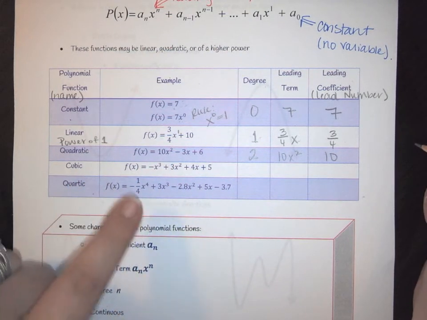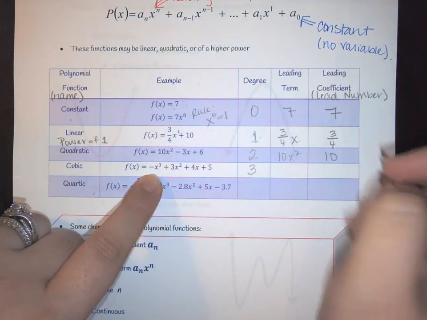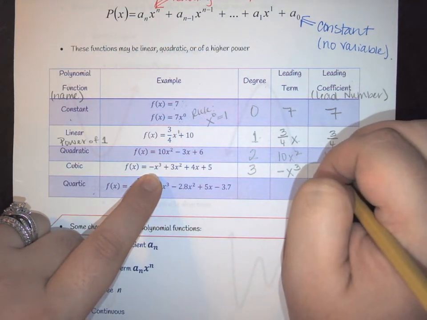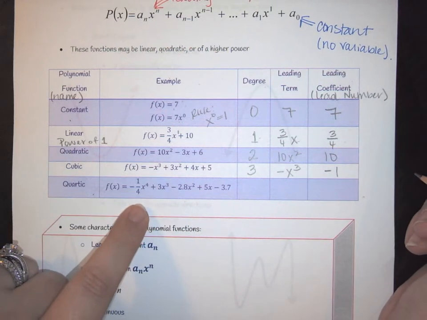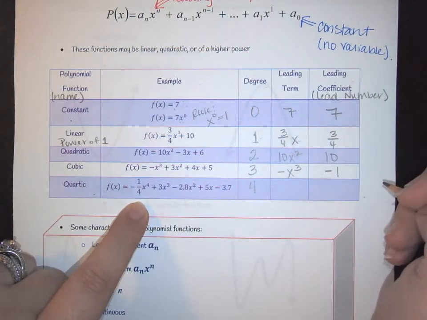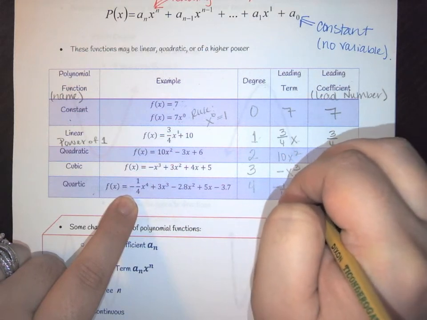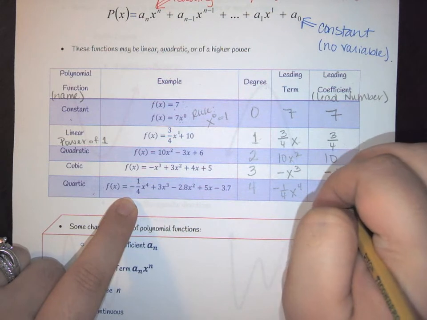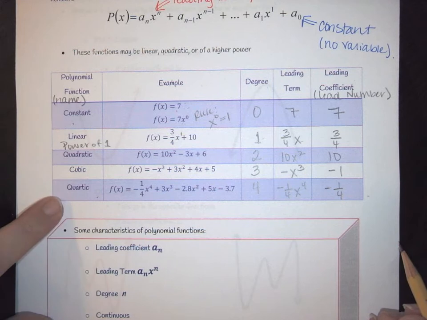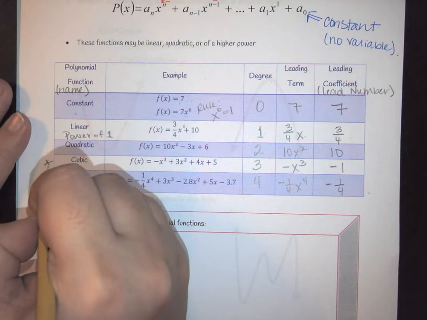Cubic is going to be power of 3. So in this example, my degree here is going to be 3. My leading term is negative x cubed, which makes my leading coefficient a negative 1. And last I have what's called a quartic. Quartic is going to be power of 4, so the degree is 4. And in this example here, that leading term would be negative 1/4 x to the 4th, making that leading coefficient negative 1/4. And of course, and so on and so forth. So you could go much higher. When we're talking about higher degree polynomials, we are usually talking about cubic and higher.